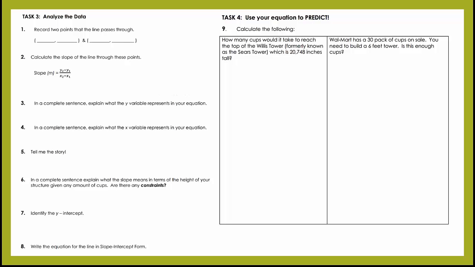The task continues by discussing the story behind the data. Students discover that as the cups increase, the height increases. They're asked to explain the constraints and slope. They discuss the key features of the graph and explain the variables in context. Then, using the line of best fit, they make predictions about how many cups would be used to reach the top of the Willis Tower.